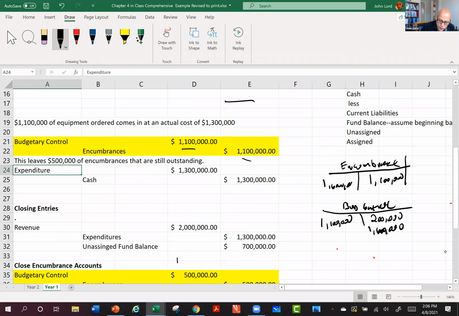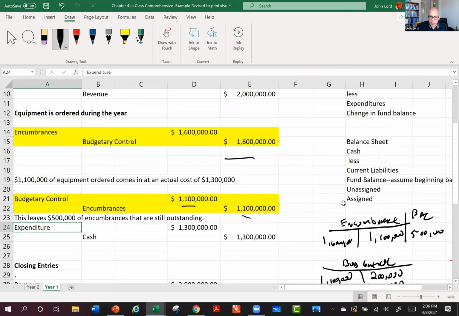And so the balance right now is what, 500,000, if I'm doing my math right? Now that 500,000 represents what? It represents the stuff that I ordered that hasn't come in yet, right? I ordered 1.6 million, 1.1 million of that has come in. So there's still 500,000 worth of stuff that hasn't come in yet, right? Yes, agreed. And you can see I make that note there, and you can see it sort of in the T account, right there. Okay, good.